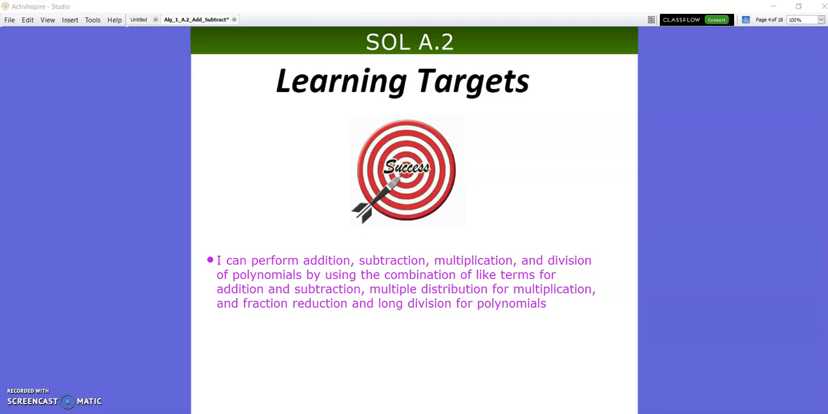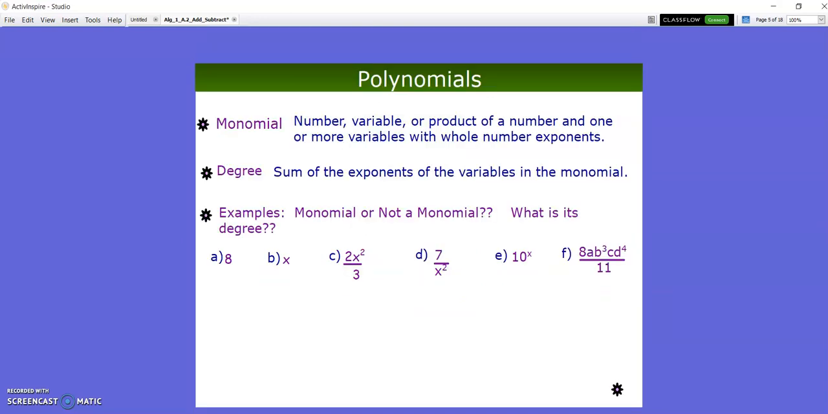All right, today we're going to talk about polynomial expressions and how to add them, subtract them, and multiply them. In a polynomial, we have certain names for them. So a monomial is a number, variable, or product of a number and one or more variables with a whole number exponent. A degree is the sum of the exponents of the variables in the monomial. This may not make so much sense, so let's take a look at our first example here.